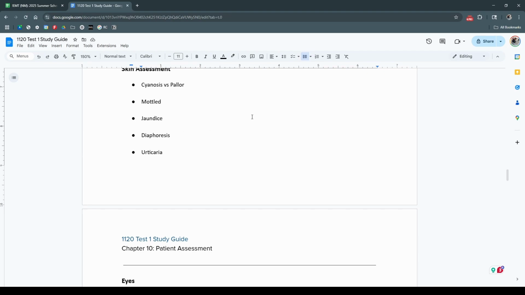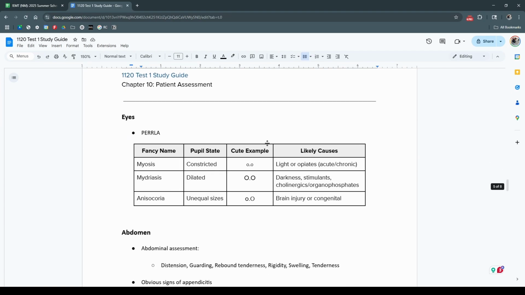Diaphoresis isn't just sweating, it's pathological sweating. If I run up and down the stairs and sweat, that's not diaphoresis. I'm just sweating. If I'm just sitting in my car and start pouring sweat, that might be a sign that my adrenal glands are kicking up and causing some kind of issue. Urticaria is a way to say wheals or rash. It is strongly indicative of an allergic reaction.